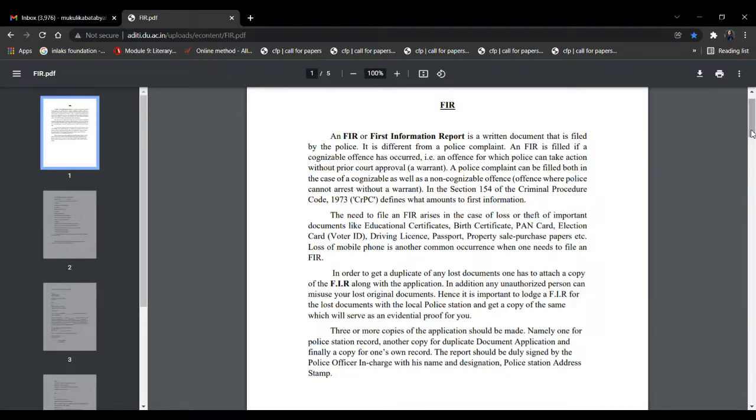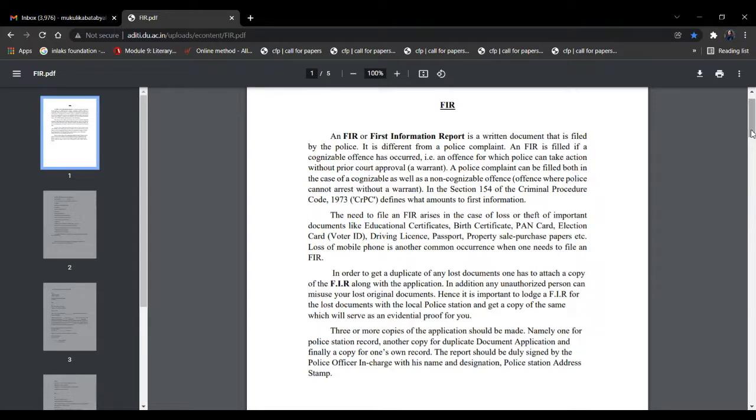Because all these places can give you a duplicate copy of your mark sheet or your certificate. But they need to see that you have taken action and it is there as a public record, that you have lost this item and you want another copy against that. In addition, any unauthorized person can misuse your lost original document.